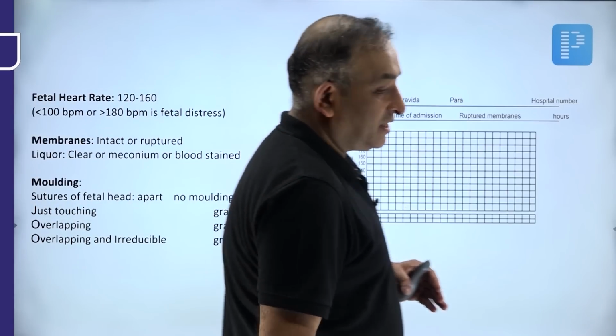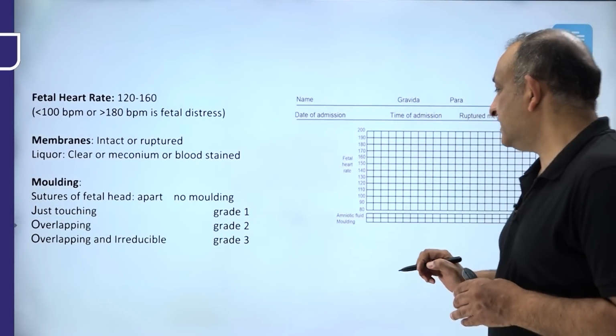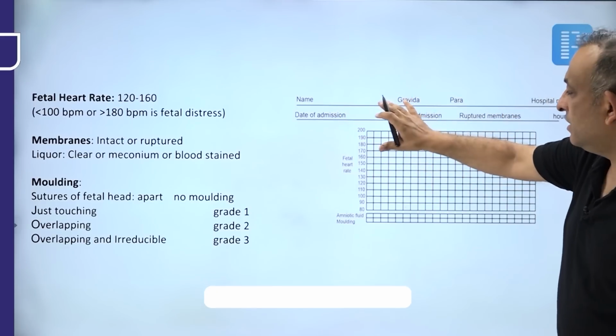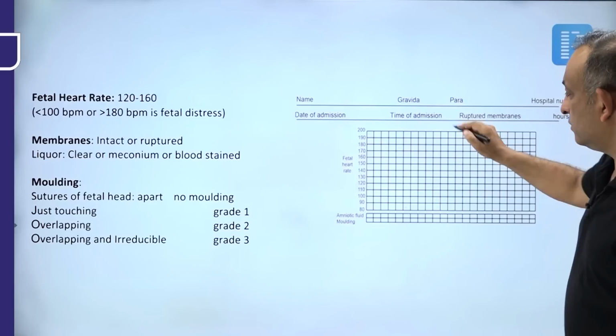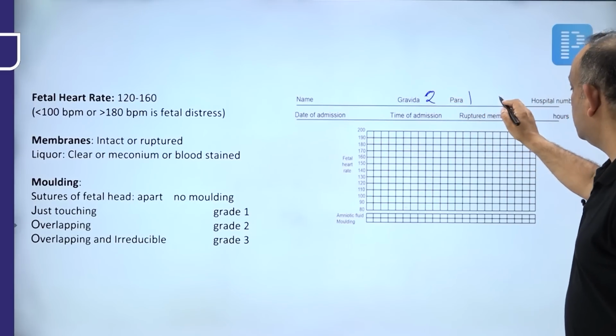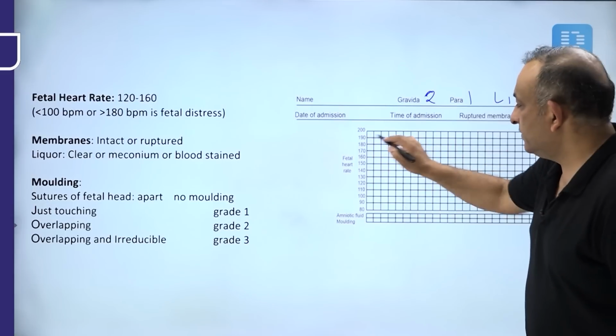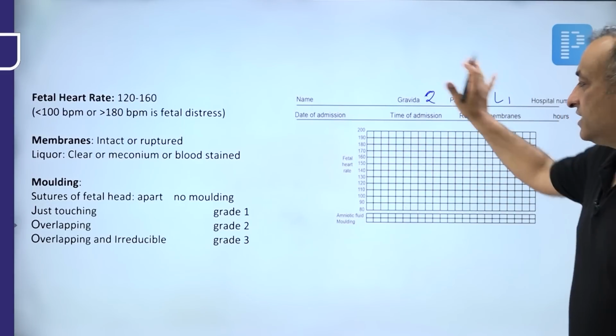The WHO partogram basically says that, of course, you should have all the details of the patient: name, whether she's a primigravida or a multigravida, she's a gravida 2, para 1 and live 1, like that. You should have the hospital number, date of admission, time of admission. So all of that is mentioned here.